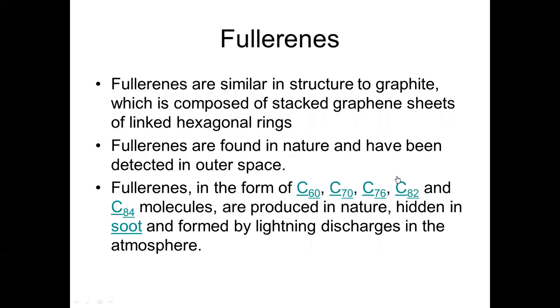So fullerenes are similar in structure to graphite, which is composed of stacked graphene sheets of linked hexagonal rings. Fullerenes are found in nature and have been detected in outer space. So again, fullerenes come in many different formats, and these are made in nature all the time, and they're hidden in soot formed by lightning discharges from the atmosphere and just cooking in candles, etc. So they certainly can be man-made, but they're made in nature also.